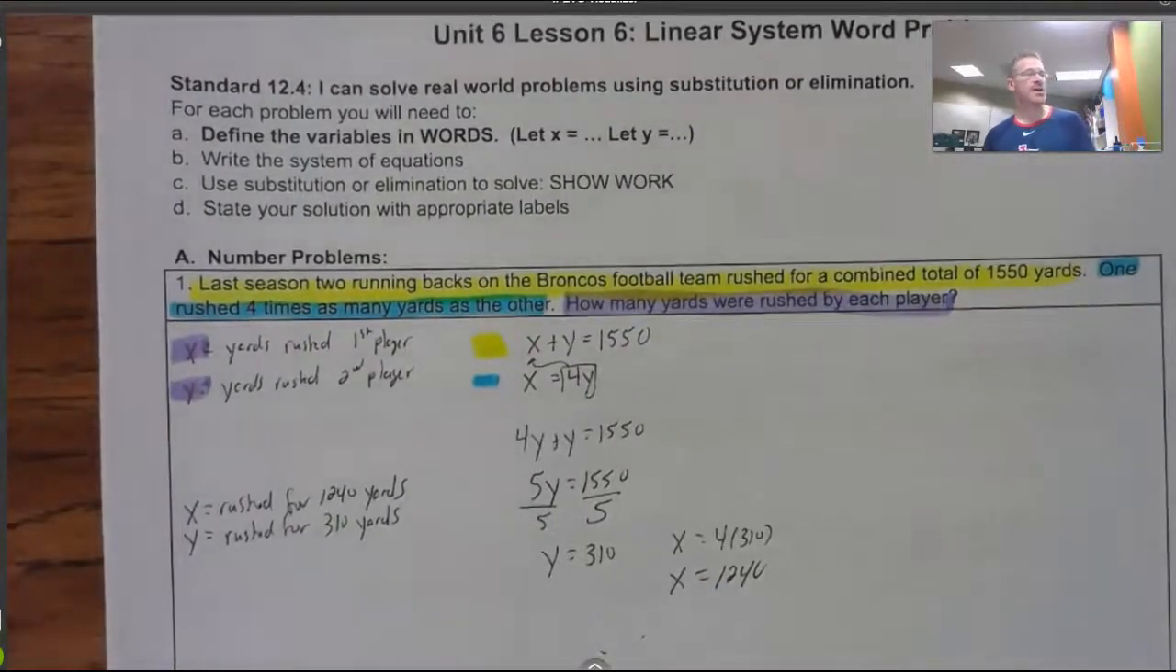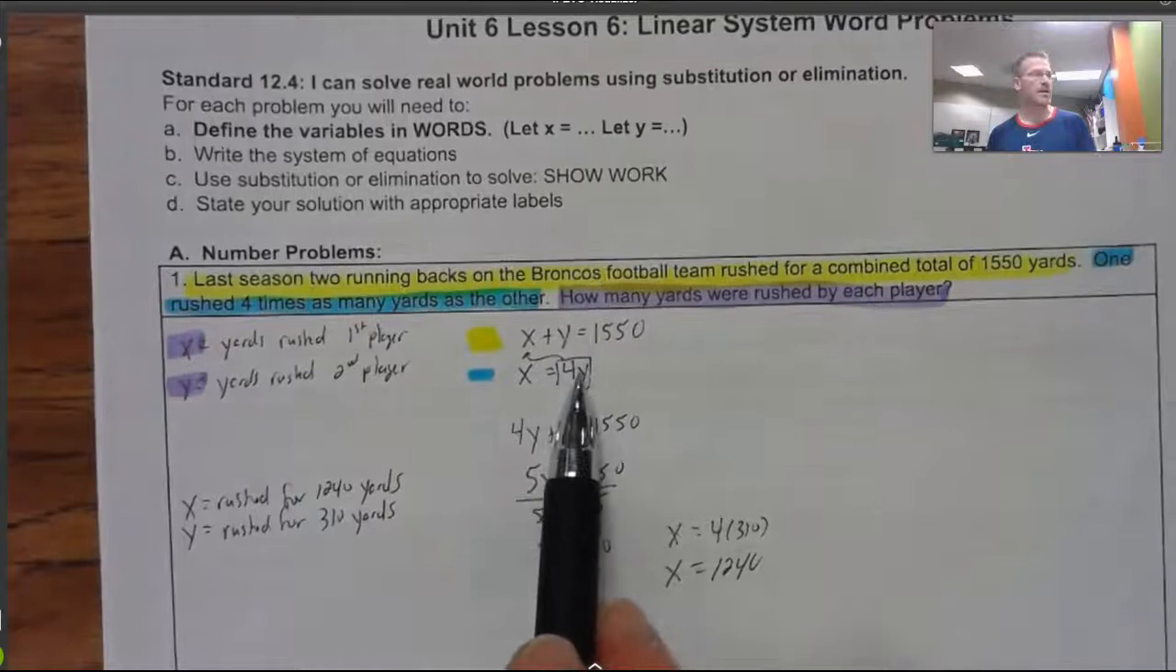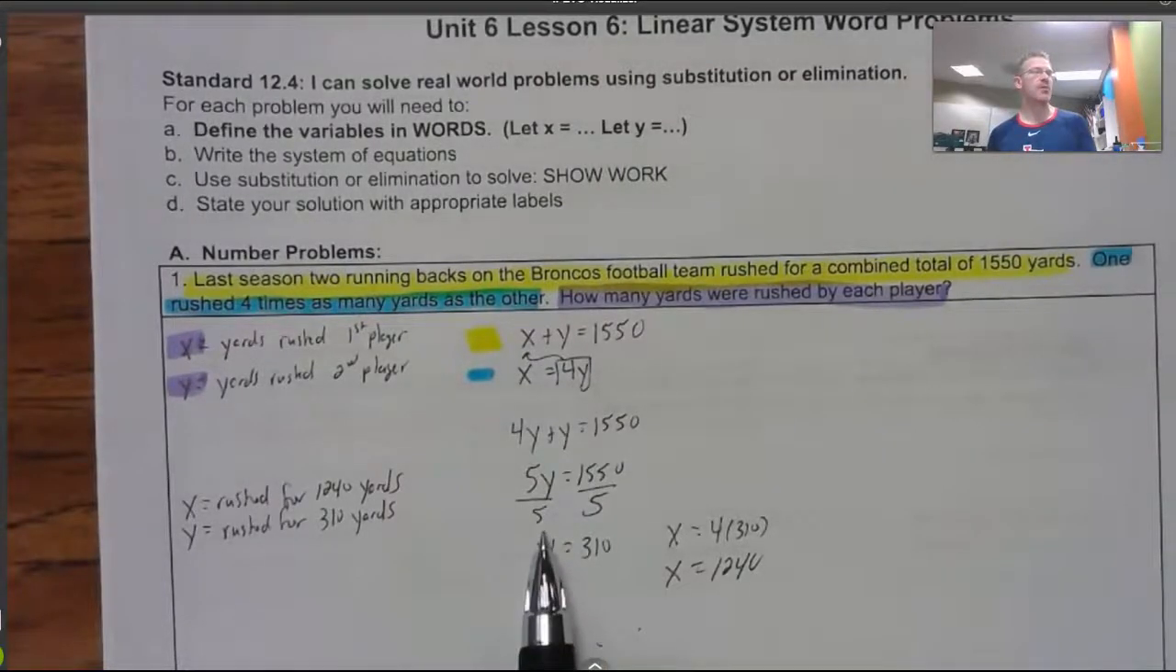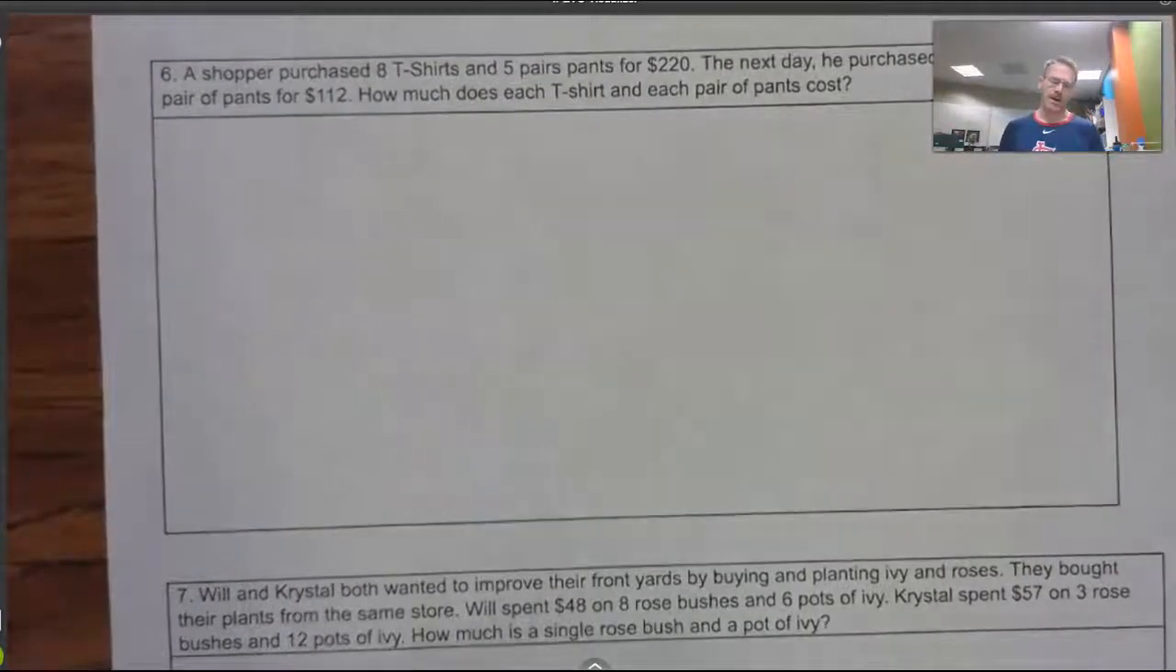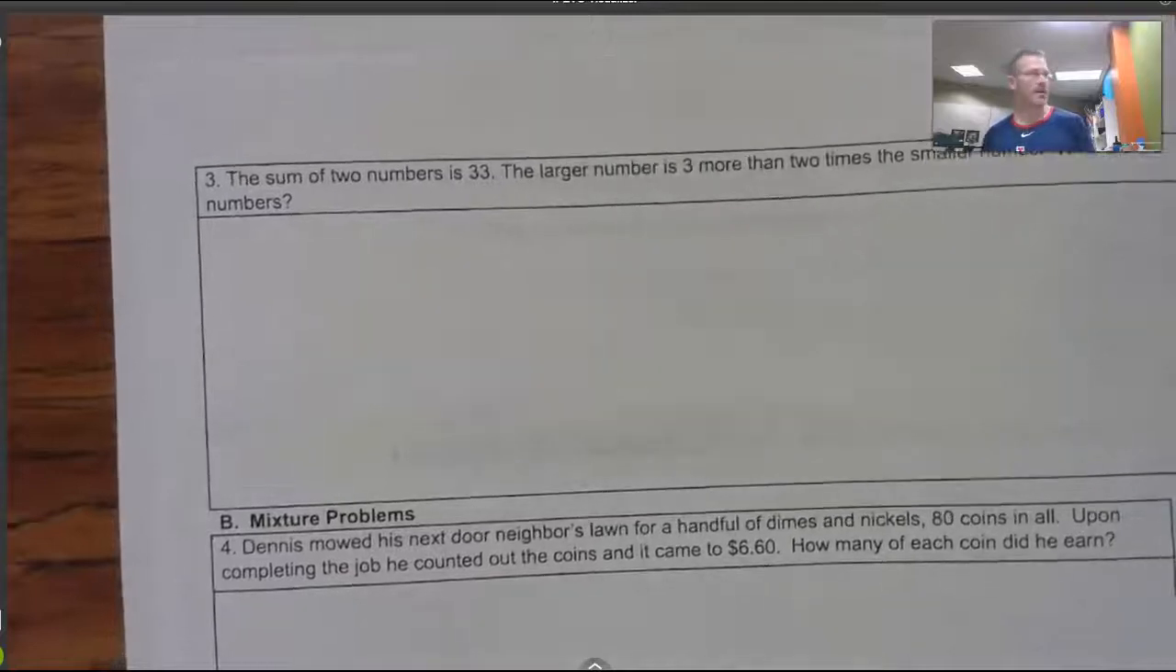Okay, so you can see that we've written equations like this before. We've done this type of problem before. So we're just taking all these pieces and putting them into one problem. All right, let's go ahead and flip the page here, and let's go to problem 3.